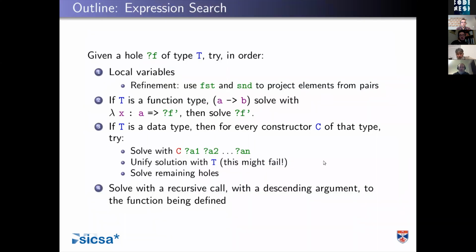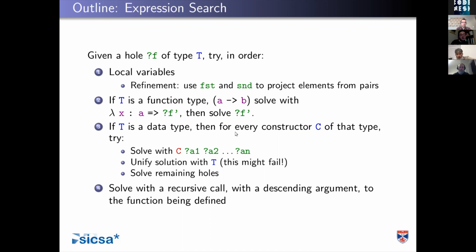So the outline for expression search basically fits on a page. There's a bit more code than this, obviously. There's a bit of draw the rest of the owl going on here. But given trying to solve a hole of type T, we'll look at all of the local variables with a bit of refinement just to do some projection. If one of them works, brilliant, we've won. Then we'll see, well, is it a function type? If it's a function type, we'll make it a lambda, because what else could it be? I mean, the function type might have been solved by one of the locals, but if it's a function type, it's probably going to be a function.